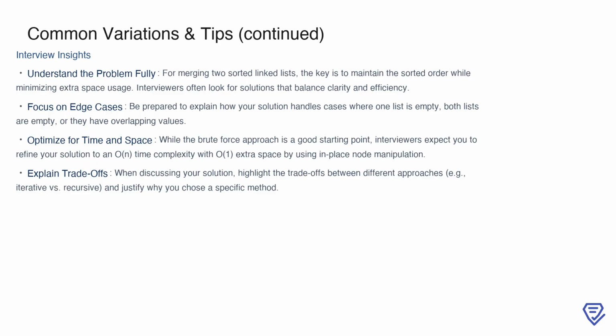Time and space optimization is another critical aspect. While a brute force approach might be acceptable as a starting point, you're expected to refine it to achieve O(n) time complexity and O(1) extra space by using in-place node manipulation. Additionally, interviewers appreciate when candidates discuss trade-offs. For example, you might compare iterative versus recursive approaches, weighing factors like memory usage, clarity, and efficiency. Being able to justify why you chose a particular method demonstrates a strong understanding of the problem and its constraints.